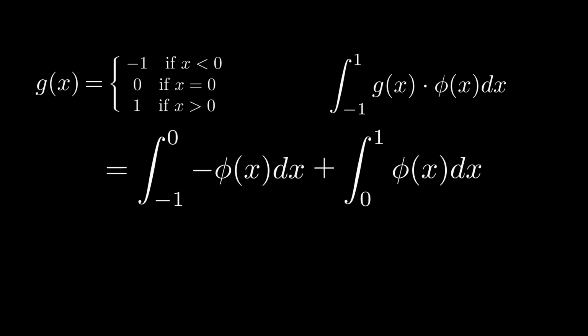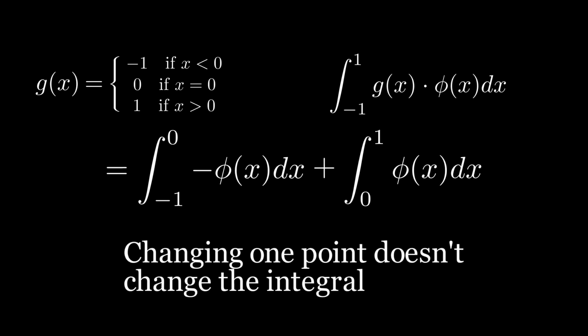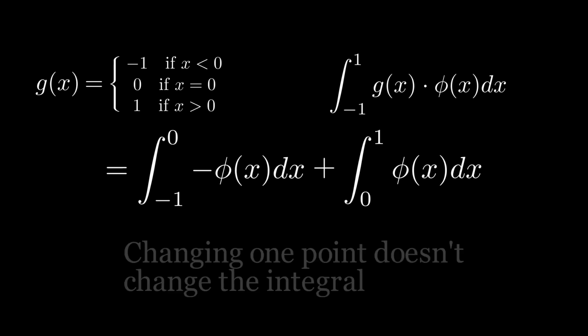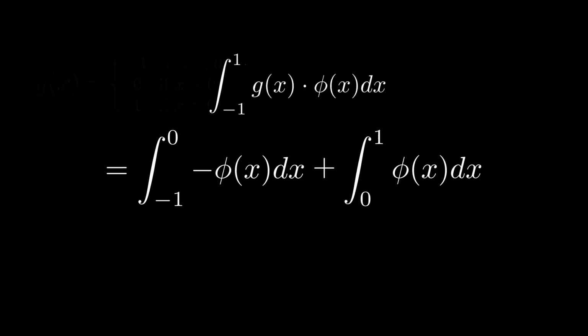You might worry about what happens at the point 0. We know that changing the value of a function at one point doesn't change the value of the integral, so we can just leave it like this. So, with g as the sine function, the right-hand side becomes the sum of these two integrals.